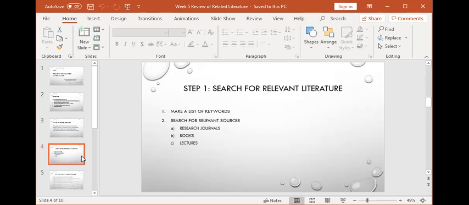Okay? Next, search for relevant sources. So you have there your research journals, your books, and your lectures. You may ask, Sir, we understand that research journals can be used as references. Yes. Relevant source, yes. Books, yes. Lectures, actually the correct answer is yes. You can use or cite the lecture. Conferences, you can also cite. The only problem with lectures and conferences is that you have no proof of where you got it.